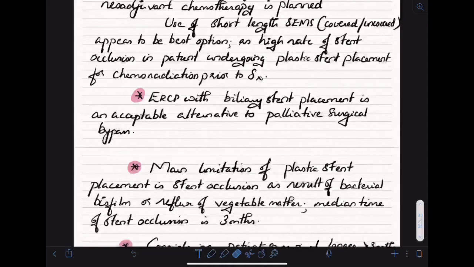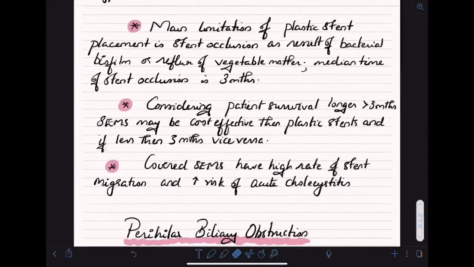ERCP with biliary stent placement is an acceptable alternative to palliative surgical bypass. The main limitation of plastic stent placement is stent occlusion as a result of bacterial biofilm or reflux of vegetable matter. Median time of stent occlusion is 3 months. Considering patient survival longer than 3 months, SEMS may be more cost-effective than plastic stents, and if less than 3 months, vice versa. Covered SEMS have a high rate of stent migration and increased risk of acute cholecystitis.